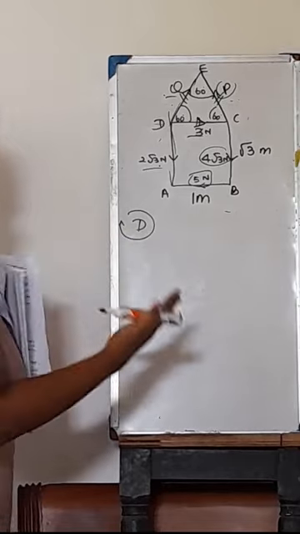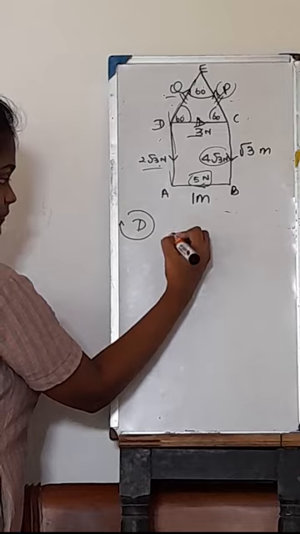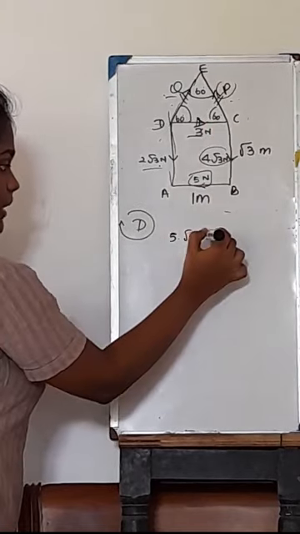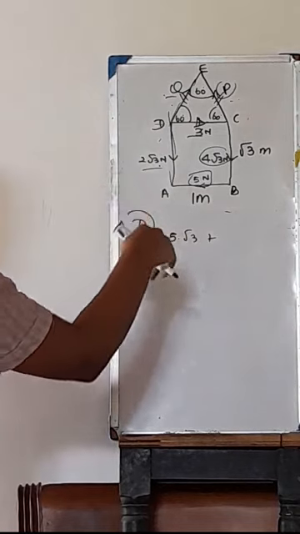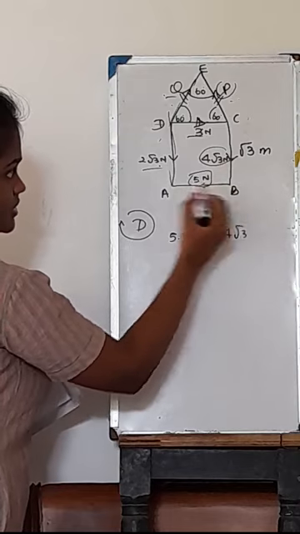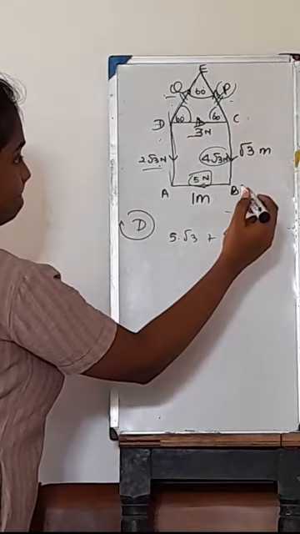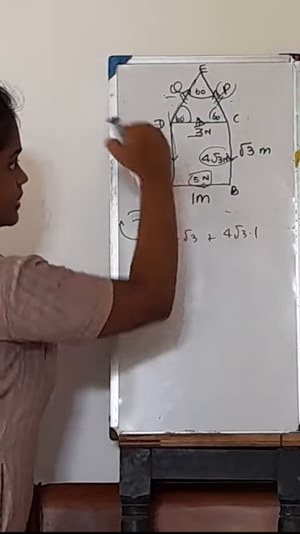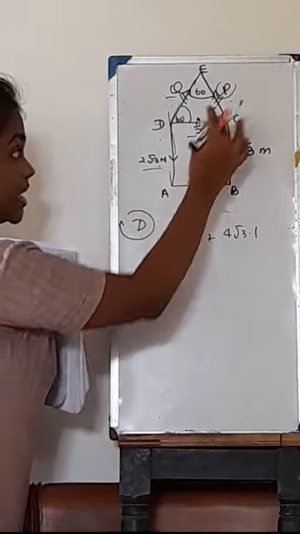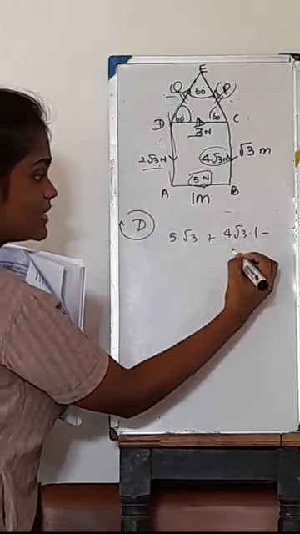You know, moment is equal to force into perpendicular distance. So if we take 5, what is its perpendicular distance? Root 3 meters. So I write 5 root 3 plus this 4 root 3 Newtons into its perpendicular distance, which is 1. And P, it's plus because it goes in the clockwise direction. Next we have P, and it should be minus because it goes in the anti-clockwise direction. So it's minus P.